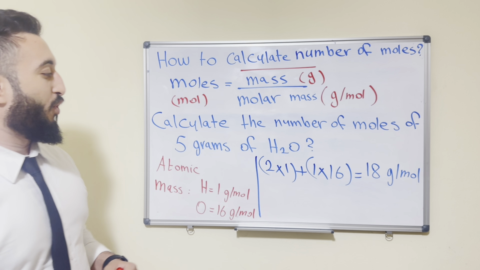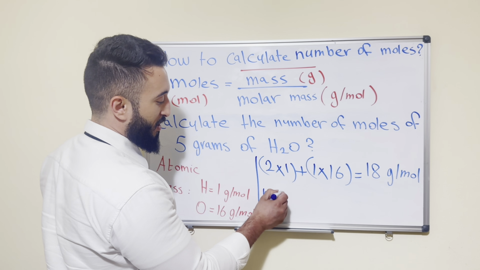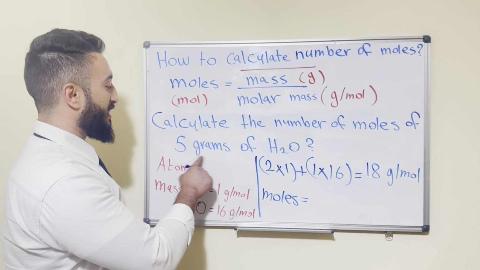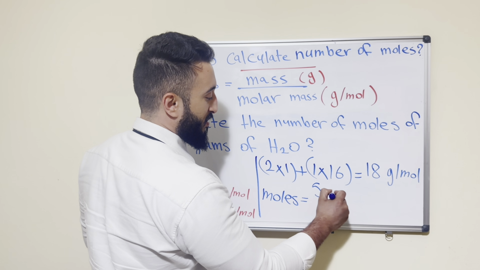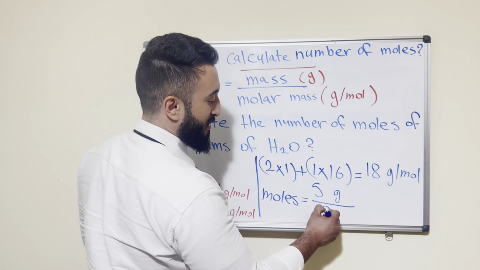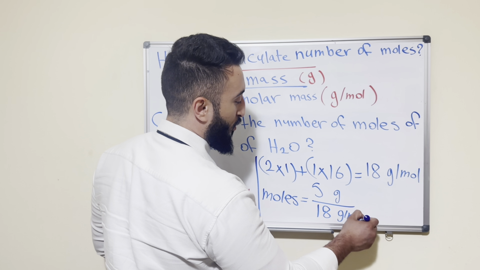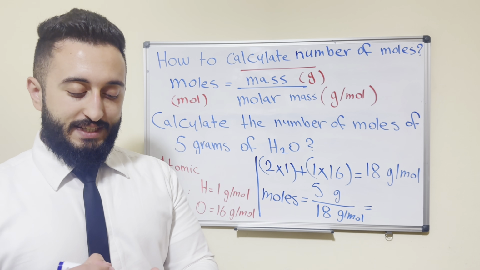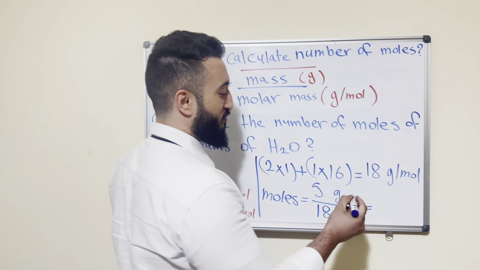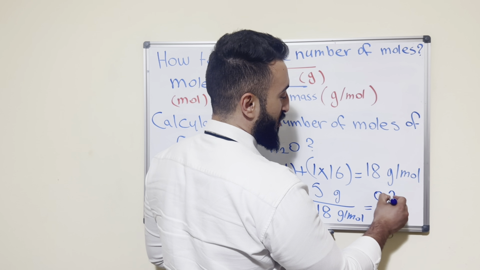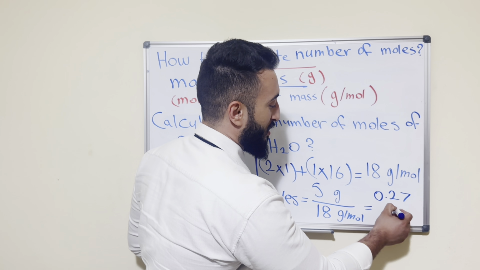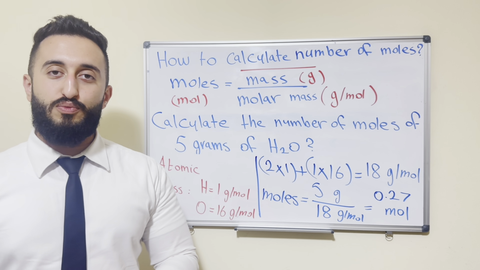So what about the moles? As we said, moles equal mass over molar mass. The mass here is 5 grams over the molar mass, which is 18 gram per mole. So 5 over 18 equals 0.27, and that's the number of moles. The unit of moles is mol. So this is the unit of mole, 0.27 moles.